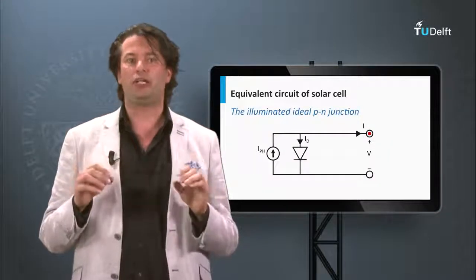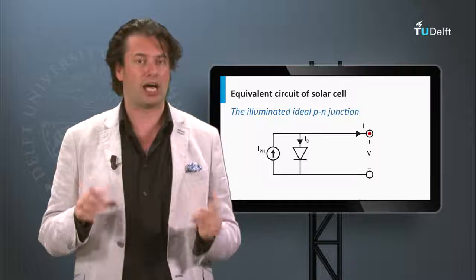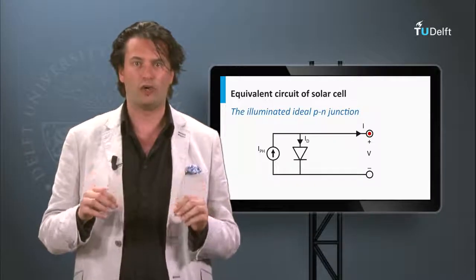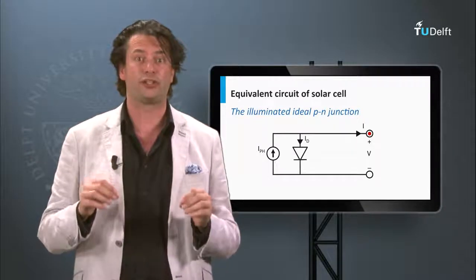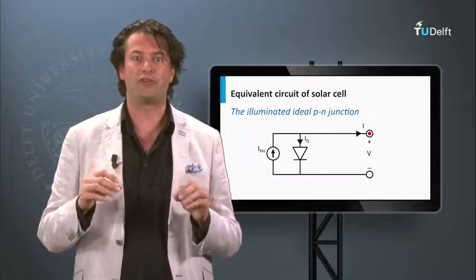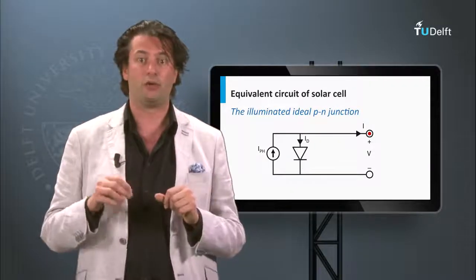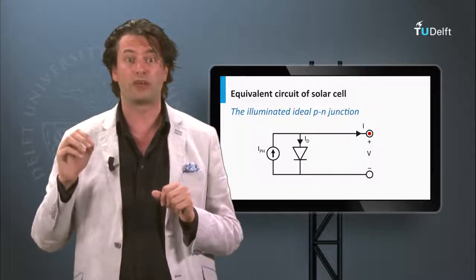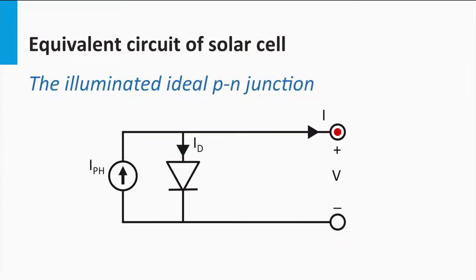Now we will illuminate the PN junction using light. It means that we are going to generate a large current dominated by the drift of the minority charge carriers, which is opposite to the forward direction of the PN diode. This is represented in the equivalent circuit by a current source which is connected in parallel with the diode.